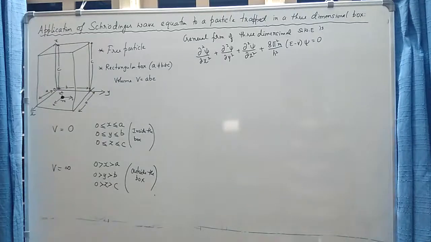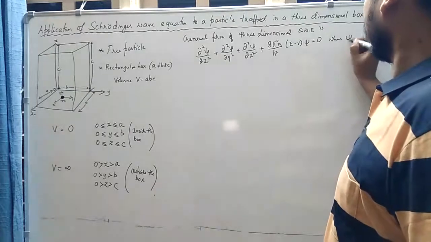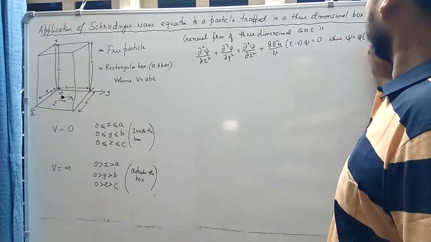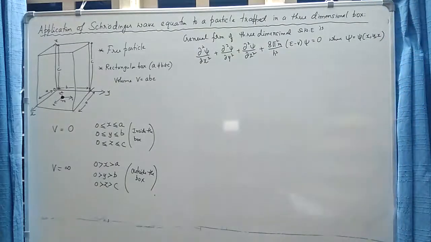I hope you have not forgotten this. We derived this equation probably 2 weeks before, where ψ depends on the position of the particle along the x, y and z axes. So ψ is equal to ψ(x, y, z), which represents the wave function of the particle inside the box, and it represents the state of the particle inside the box.